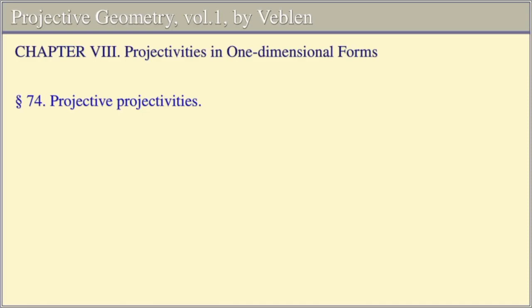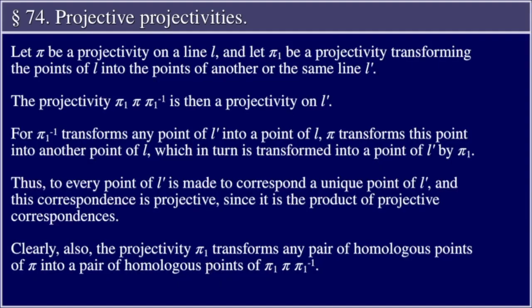Section 74, Projective Projectivities. Let π be a projectivity on a line L, and let π1 be a projectivity transforming the points of L into the points of another or the same line L'. The projectivity π1 π π1 inverse is then a projectivity on L', for π1 inverse transforms any point of L' into a point of L. π transforms this point into another point of L, which in turn is transformed into a point of L' by π1.